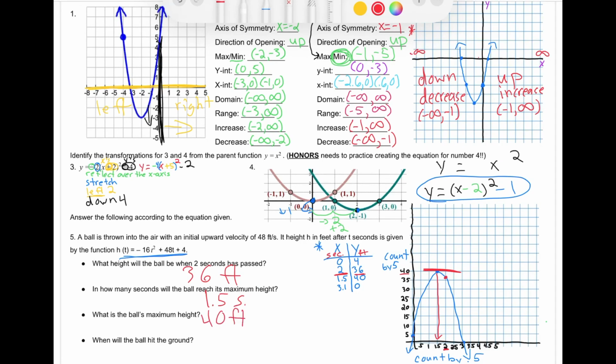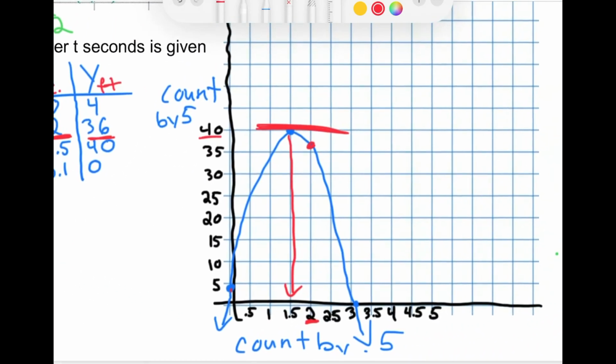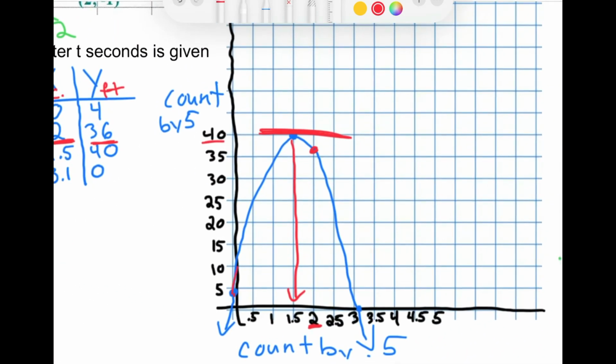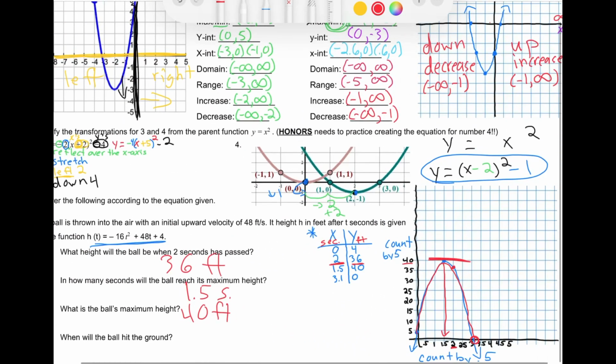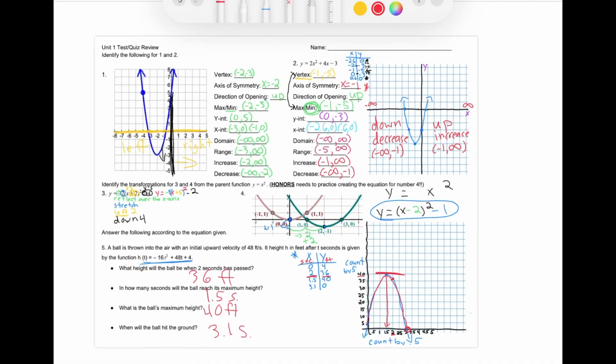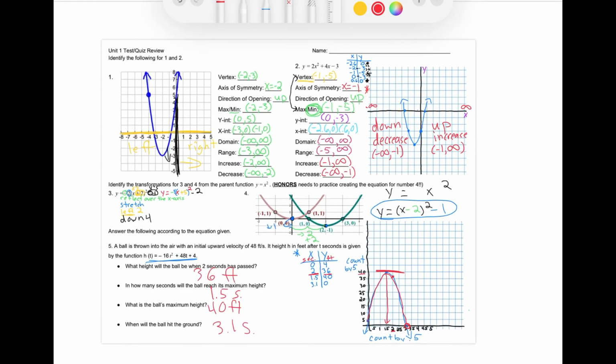It is 40 feet. Then when will the ball hit the ground? Well, if the ball hits the ground, so we're looking at being thrown up and then coming back down, we're looking at this point here, which is roughly about 3.1 seconds. So that is the answers for Unit 1's quick review.